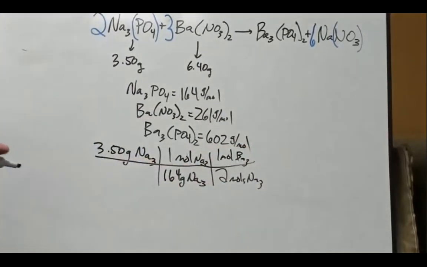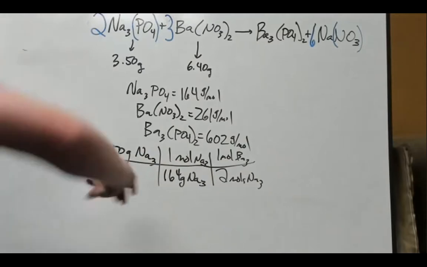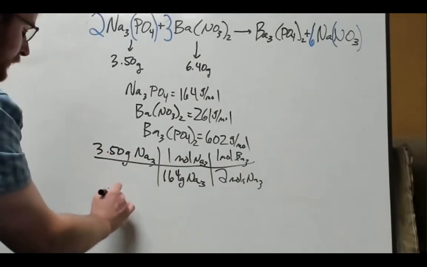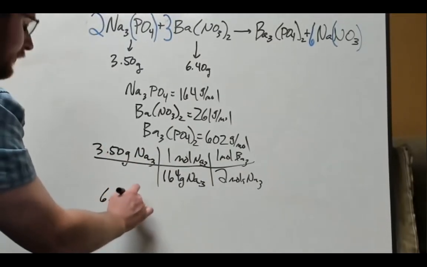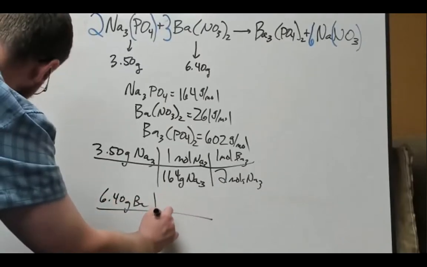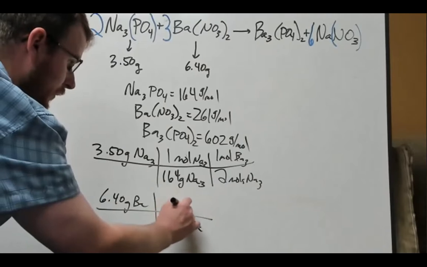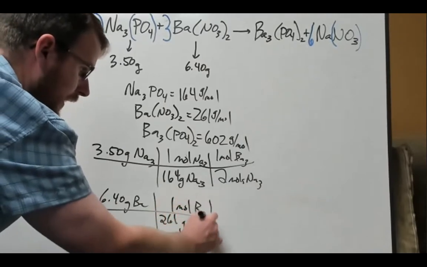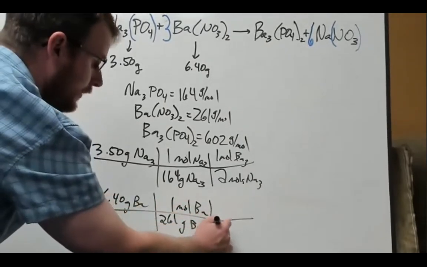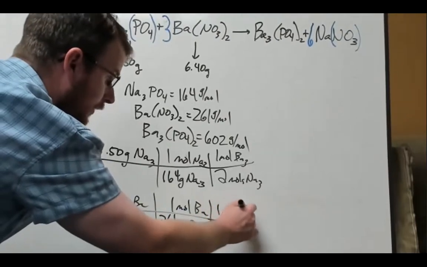Here you can do whatever you want, but we have to do this. Let's set up the other one. We have 6.40 grams of Ba, and we know we have 261 grams of Ba per 1 mole of Ba, and for every 3 moles, we're going to make 1 mole of Ba3.